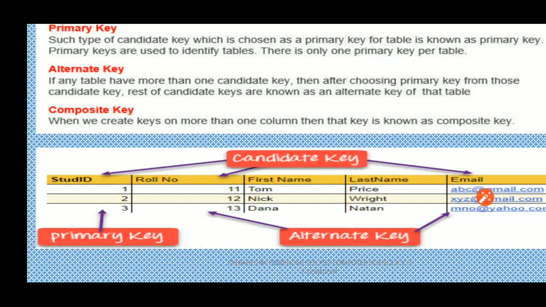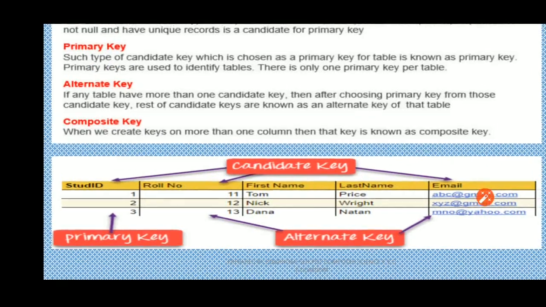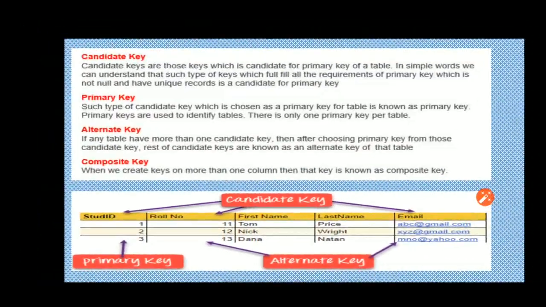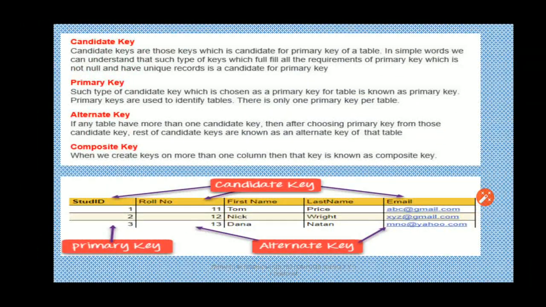The second one is roll number. For a particular section and a particular class, roll number can also be eligible for the post of primary key. But if you are considering students of different sections, then the roll number can also be same. Then first name and last name of student can definitely not act as primary key because names can be same for more than one student. Email ID also, we can take a chance that for a particular section, for a particular school, the email IDs can also be different.